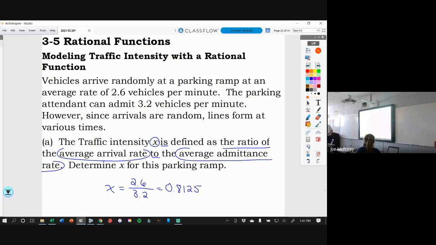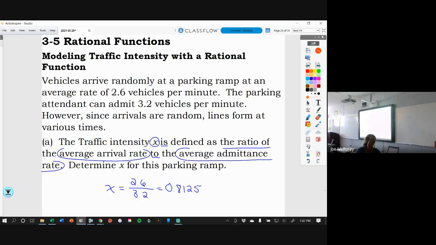Okay? The traffic intensity is 0.8125. And that's it for part A.